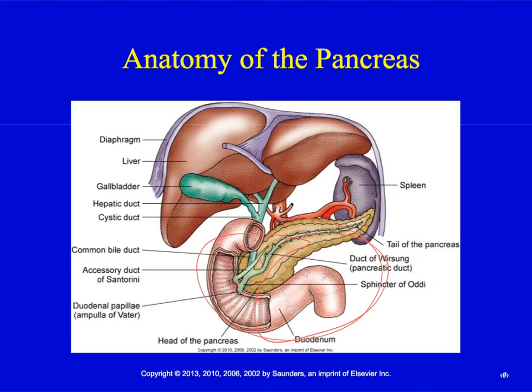The large intestine is after the small intestine, and it's about 5 to 6 feet in length from the ileocecal valve to the anus. Its function is again movement, absorption, and then elimination.